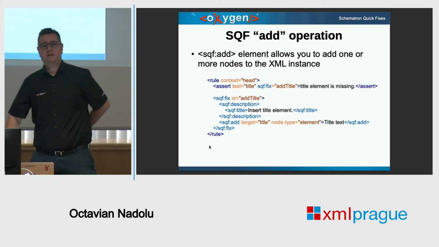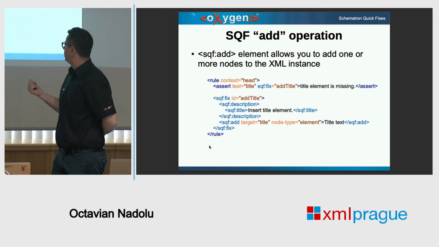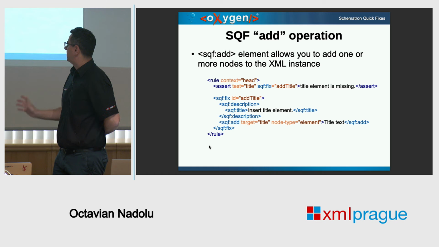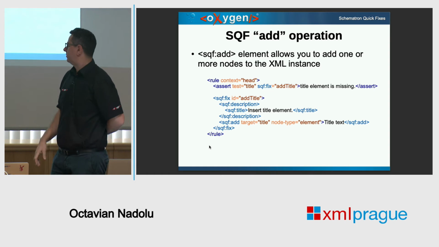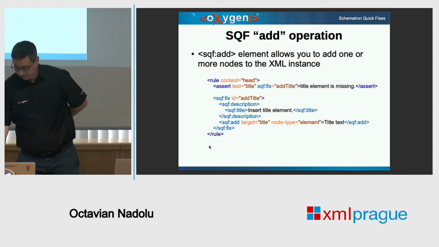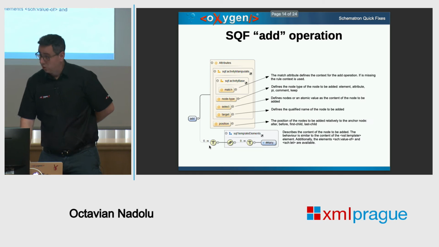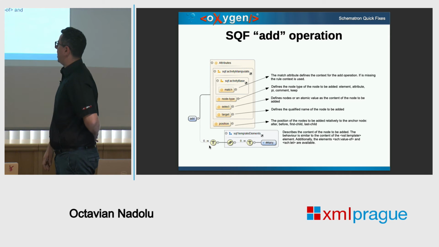In the target, you specify the name of the element that is inserted, and the node type specifies the type of node that is inserted. The content specifies the content of the operation. So this operation would add a title element with a title text. And if you want to change the context, you need to use this context attribute.